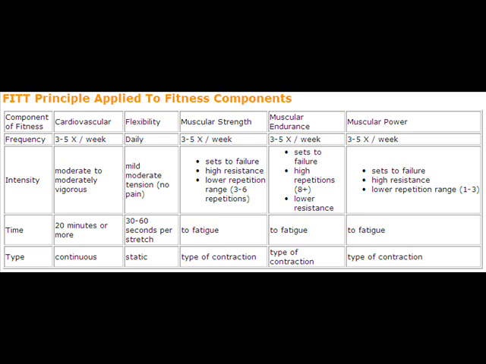When we look at cardiovascular training, we're looking at something that's taking place 3 to 5 times per week. Intensity is moderate to moderately vigorous, so you're not taxing yourself too much. We'll talk a little bit more about intensity later. Time, we're looking at something that's 20 minutes or longer, and the type of activity is fairly continuous.